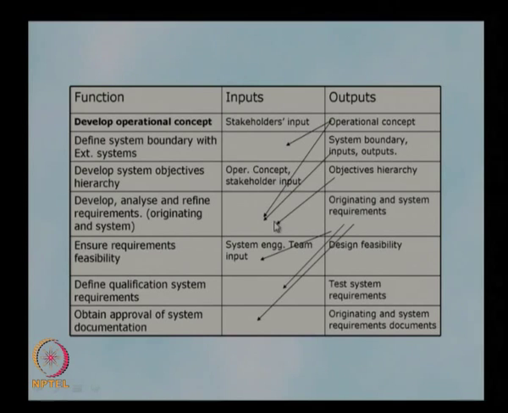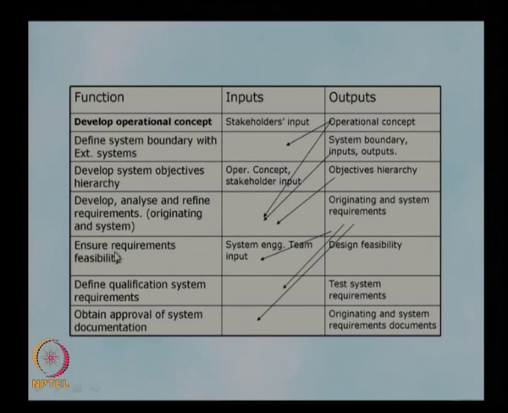Now, using all these outputs from the previous stages, we develop, analyze and refine the requirements. This is an important stage where we need to develop all the requirements and analyze and refine the requirements from the customer. Now we have an operational concept, the stakeholder input and an objective hierarchy. Based on this, we identify all the requirements needed for the system and then prepare the originating and system requirements. There are two types of requirement, the originating requirements and the system requirements. We will see what these are at a later stage. This will be the output from this stage.